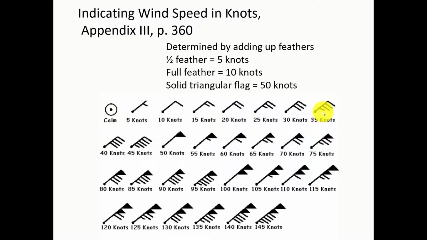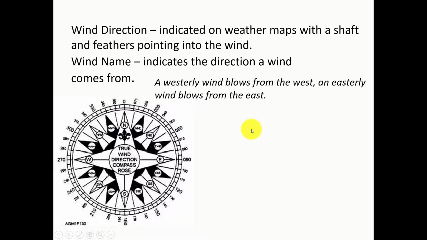I'm not going to ask you to know whether or not something is a half feather or full feather unless I put them together for you to see the comparison. That can be a little confusing. You don't need to be that detailed with it. If there's no wind and it's dead calm, it is shown with a symbol that looks like a circle with a dot in the middle of it.